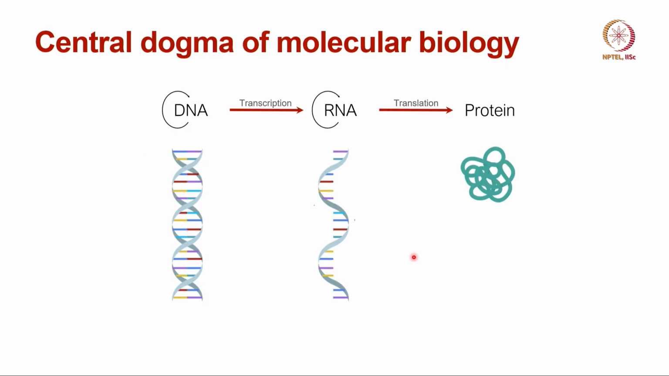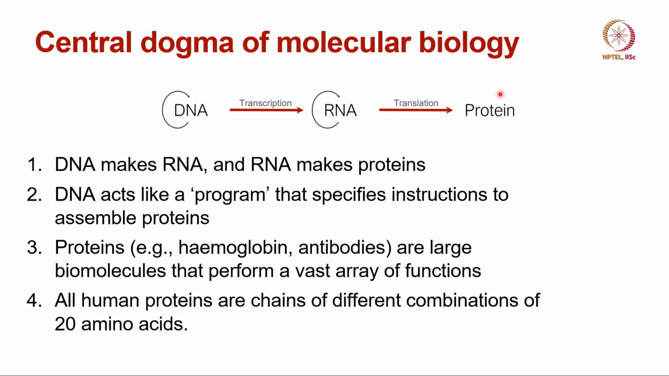Now, coming to the central dogma of molecular biology, we know that DNA is transcribed into RNA and the RNA is translated into protein structures. The goal here is to emphasize that the DNA contains the instructions for the downstream parts. Proteins are going to be responsible for a large variety of functions that are carried out in our body. For example, you must have heard of hemoglobin and antibodies. These are all proteins that are necessary for the body to function, and DNA acts like a program that specifies instructions to assemble proteins.